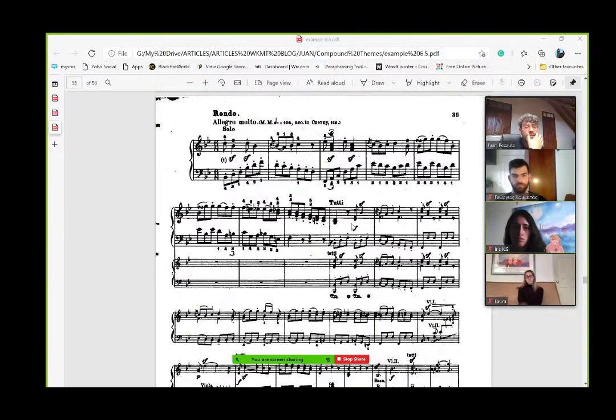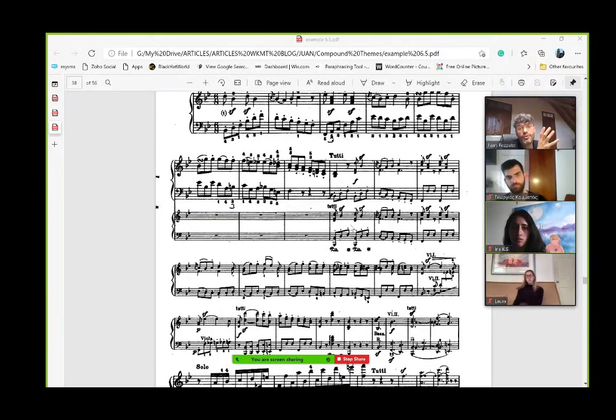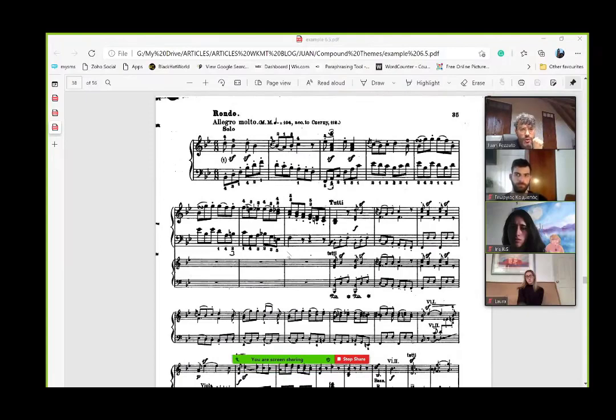This is a very nice example as well, because it makes use of the compound theme as an orchestrational device, yeah? Because it allows a question and an answer, a complex question and a complex answer, from the soloist and as a counterpoint to the orchestra. So let's go harmony first.